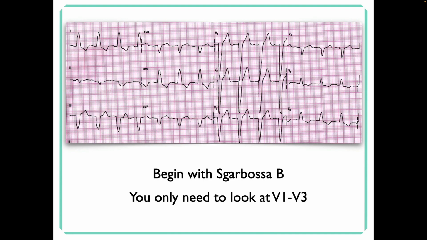Okay, so for example here, begin with Sgarbossa B. Is there any evidence of Sgarbossa B there? Any downies with downies? Nope. Okay, no Sgarbossa B.